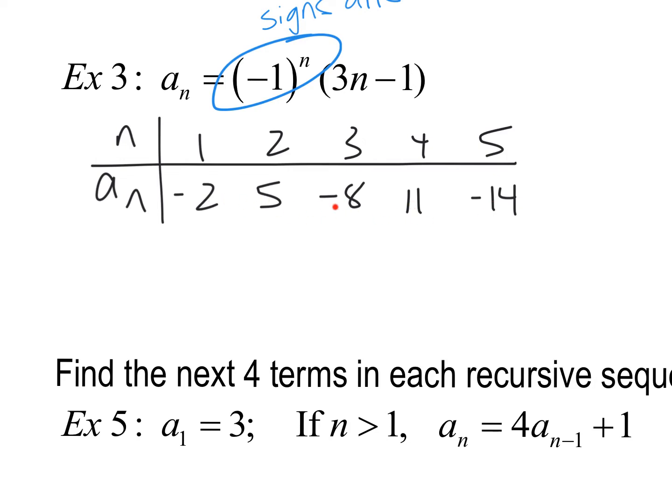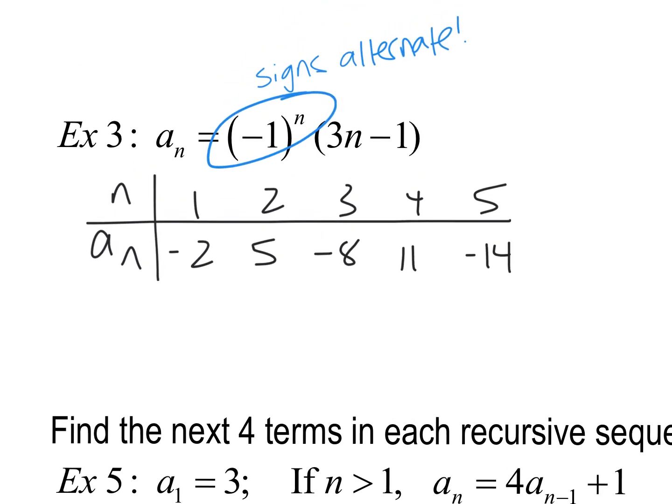That's just adding 3 every time. However, the signs are alternating, and that's because we have this -1 to the n in front. So just keep in mind when you see a -1 to the n, sometimes you also see a -1 to the n plus 1. That's kind of the same situation. That's what makes your signs alternate.